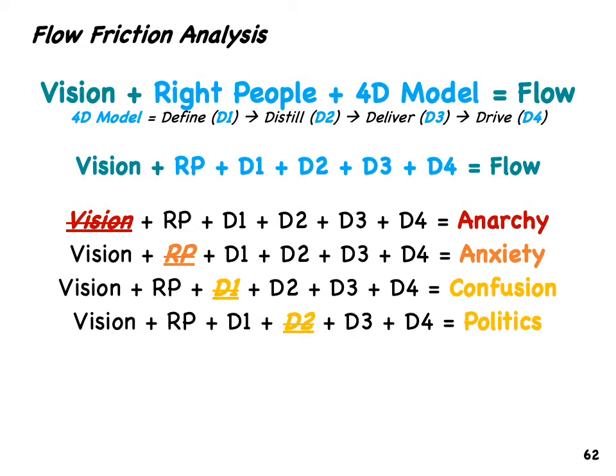Now, this one is perhaps the most powerful part of the flow friction analysis, because I haven't seen an organization yet that doesn't have politics. And so you can mitigate politics by distilling agreement, and that's not just at the team level, that's with all the stakeholders involved. If you've distilled agreement, it creates a situation where it's very difficult for politics to rear its ugly head and slow down or stop what it is that you're trying to achieve.